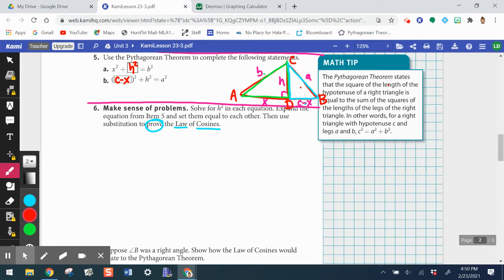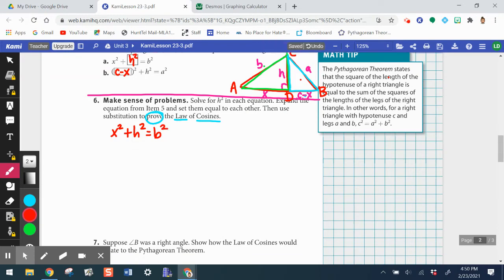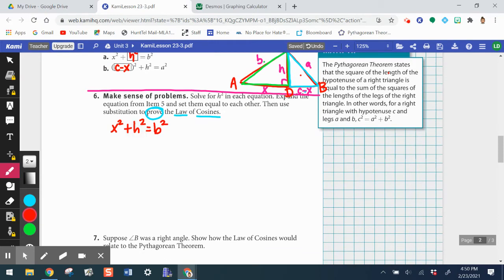So the first thing we're going to do is simply take this first equation, x squared plus h squared equals b squared, and solve it for h squared. That's what they told us to do. If we want to solve for h squared, we are simply going to subtract x squared on both sides. It will cancel on the left because x squared take away x squared is 0. And we'll be left with h squared equals, well, these are not like terms, so we definitely can't add or subtract them in this case. So it'll simply be b squared minus x squared. So we just took that first equation and solved it for h squared.